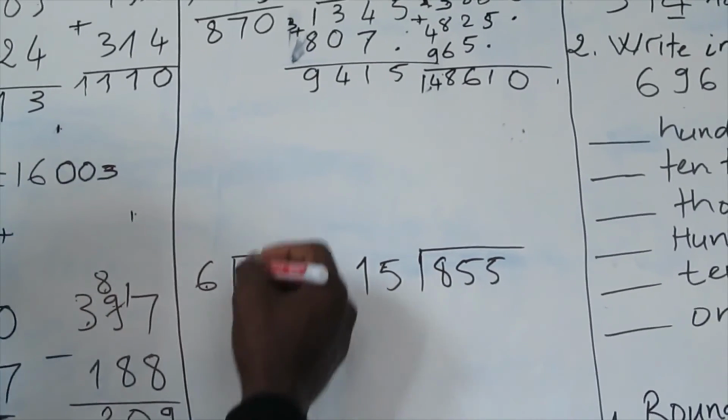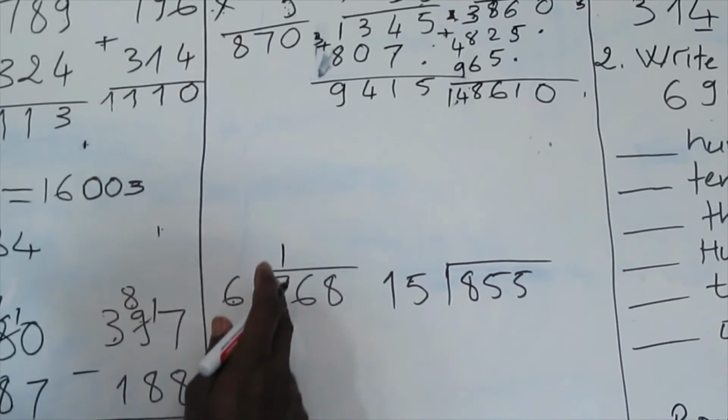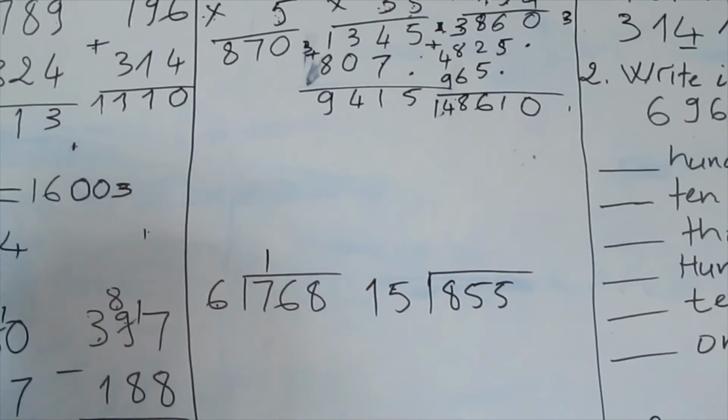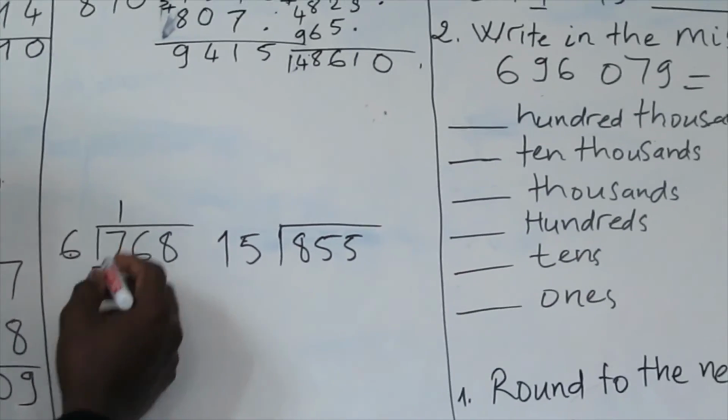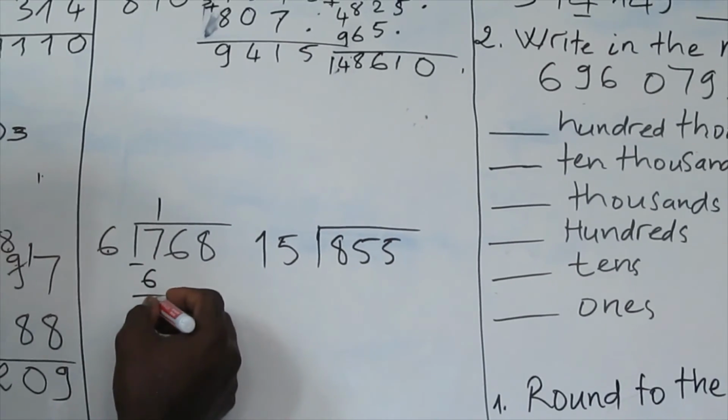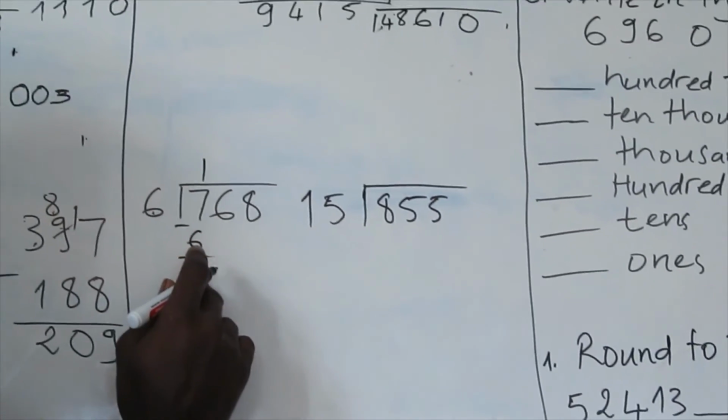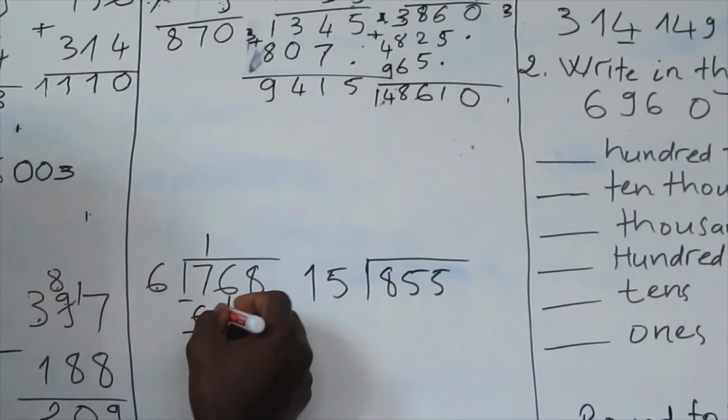How many times 6 can go into 7? It's 1 time. You write 1 on top of the number that you are using. So 1 times 6 equal to 6. You put your subtraction. 7 minus 6 equal to 1. And then 1, can you divide 1 by 6? You can't. You drop this one.